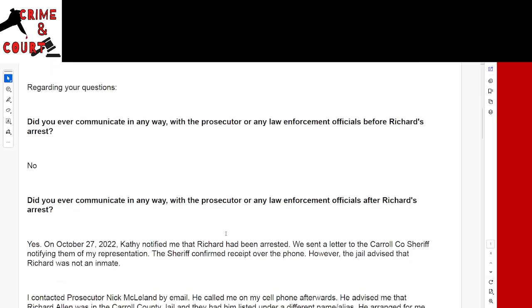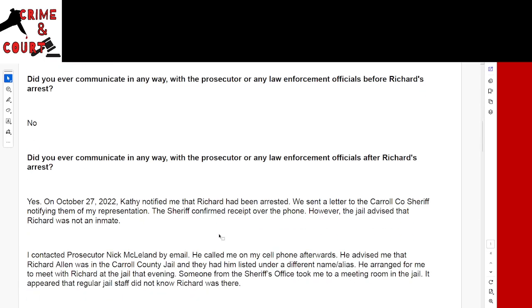So he asks, "Did you ever communicate in any way with the prosecutor or any law enforcement officials after Richard's arrest?" He says, "Yes. On October 27th, 2022, Kathy notified me that Richard had been arrested. We sent a letter to the Carroll County Sheriff notifying them of my representation. The sheriff confirmed receipt over the phone. However, the jail advised that Richard was not an inmate."